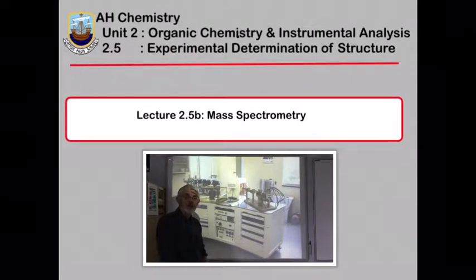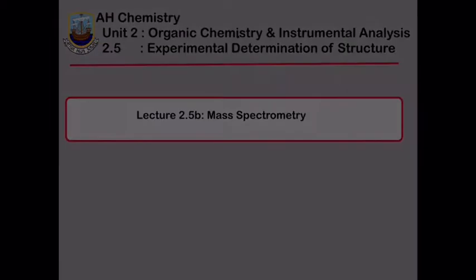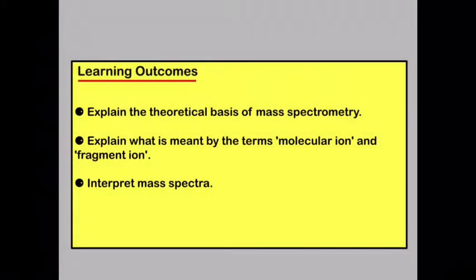In this lecture we're going to talk about mass spectrometry, and I just thought I'd start it by standing in front of a picture of a mass spectrometer. The learning outcomes for this lecture are firstly to explain the theoretical basis of mass spectrometry, secondly to explain what is meant by the terms molecular ion and fragment ion, and thirdly to interpret mass spectra.